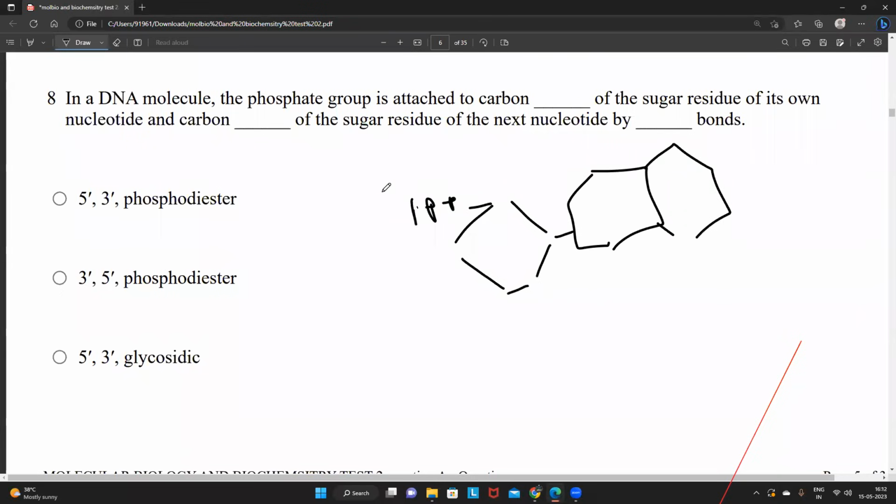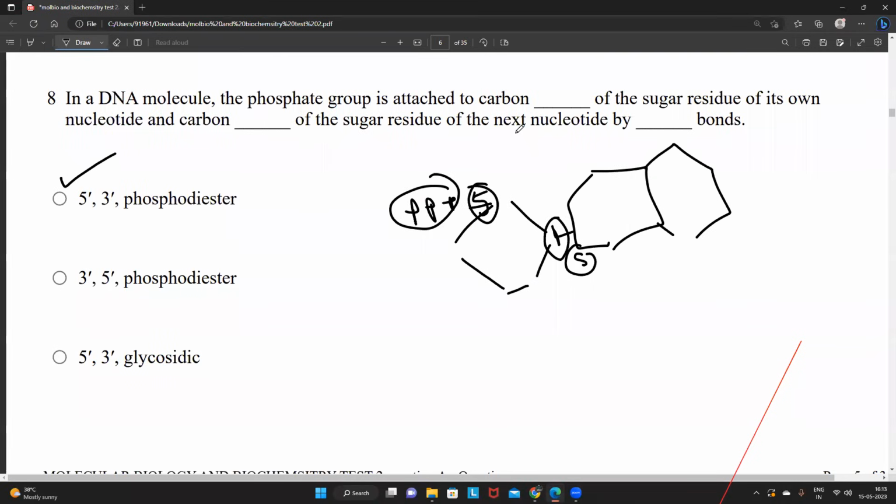Phosphate group. What is the first question they asked? In a DNA molecule, the phosphate group is attached to the carbon of dash of the sugar. First carbon attaches with the sugar. Fifth carbon attaches with the phosphate. So it is the fifth carbon.